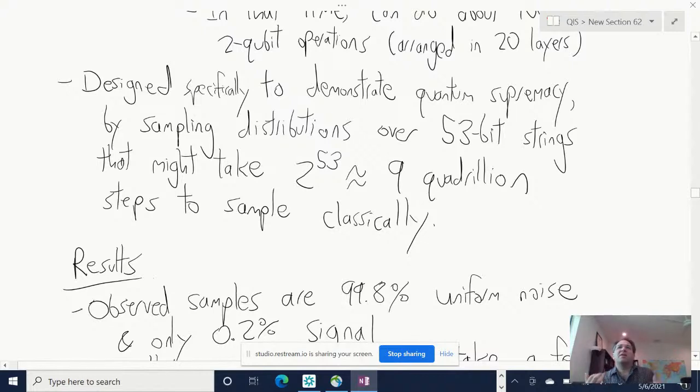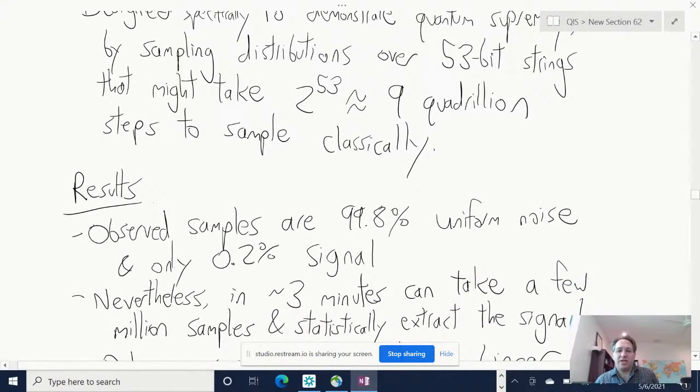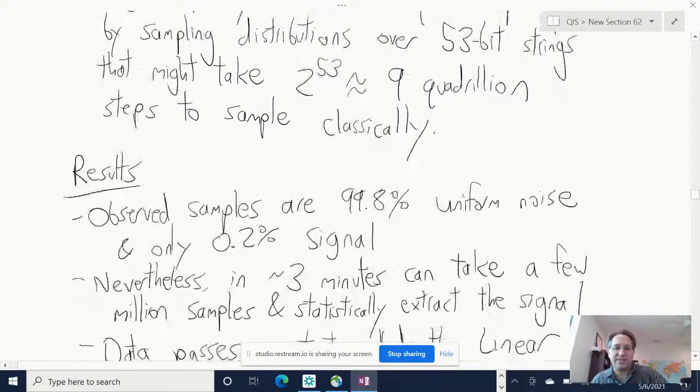So what you see each time you take a sample is like 99.8% just uniformly random noise, completely random zeros and ones, which of course you would not have needed a quantum computer to generate, which is not interesting. But at the level of 0.2%, you have a signal, you have a bias where some output strings are a little bit likelier than others. And now, because the chip is so fast, in 3 minutes, they were able to take several million independent samples. And that is enough to extract a signal from that level of noise.